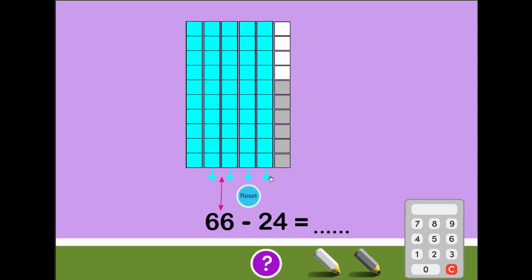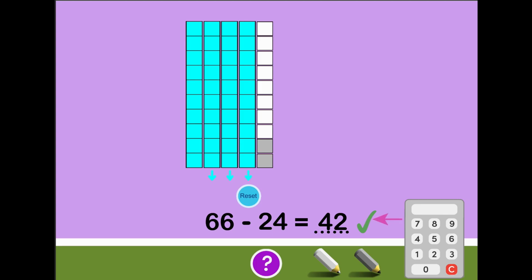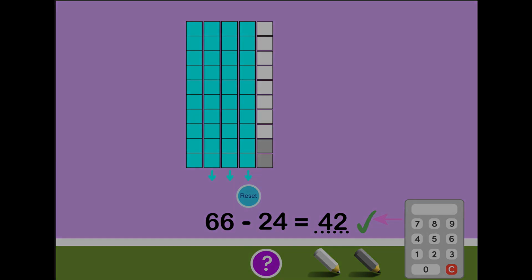So we begin by taking away the tens and then using the white pen take away 4. We are left with 4 tens and 2 units, so entering the answer via the calculator, a tick will appear if the answer is correct.